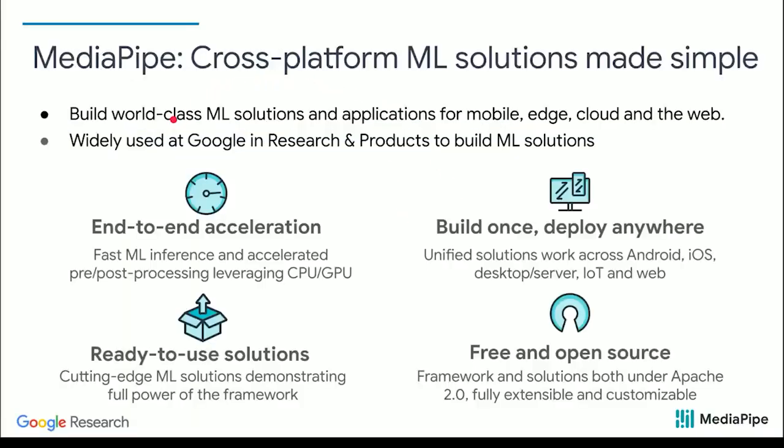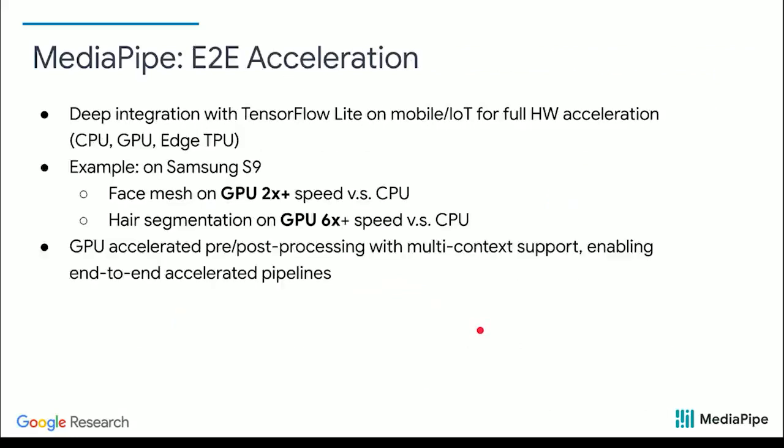In the second half of this talk, we'll be looking at infrastructure for live perception, starting with MediaPipe. MediaPipe aims to make cross-platform ML solutions simple for researchers and developers to build across mobile, edge, cloud, and the web. And it's widely used across Google in research and product to build ML solutions. It provides end-to-end acceleration, not just for the inference, but also pre- and post-processing, and rendering to use CPU and GPU. It's cross-platform, as I mentioned, comes with a variety of ready-to-use solutions. A lot of those we looked at in the first half of the talk, and it's free and open source.